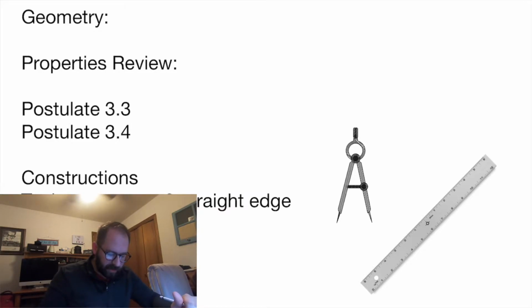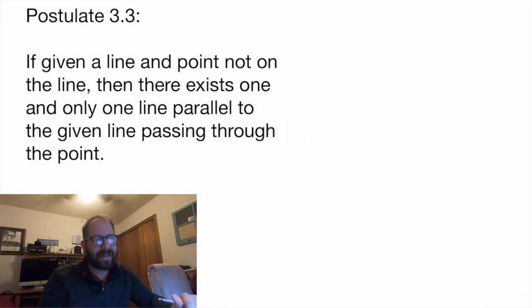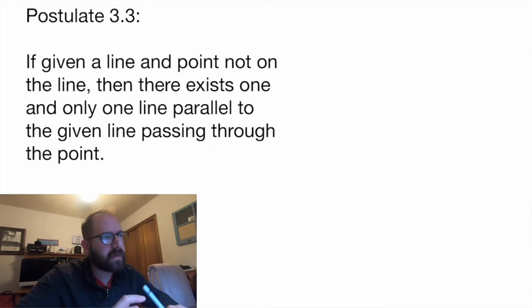The first postulate, postulate 3.3. This is one we had maybe Monday or Tuesday this week, so it shouldn't be new. If you don't have it, you want to write it down. Here it is, postulate 3.3. It was called the parallel postulate. It says that given a line and a point not on that line, there is exactly one and only one line parallel to the given line passing through the point.